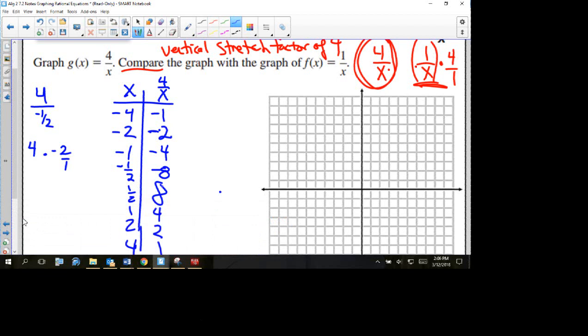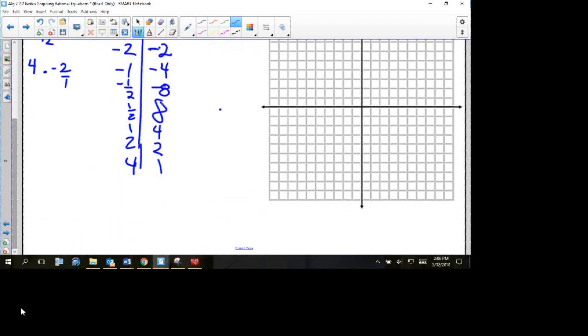Now, the asymptotes are important, so you have to include them. They are x equals 0 and y equals 0, unless we have a translation. That will move the asymptotes, so we don't have one yet. So x equals 0, y equals 0. Let's graph our asymptotes first. X equals 0, y equals 0. Now we will plot these points.